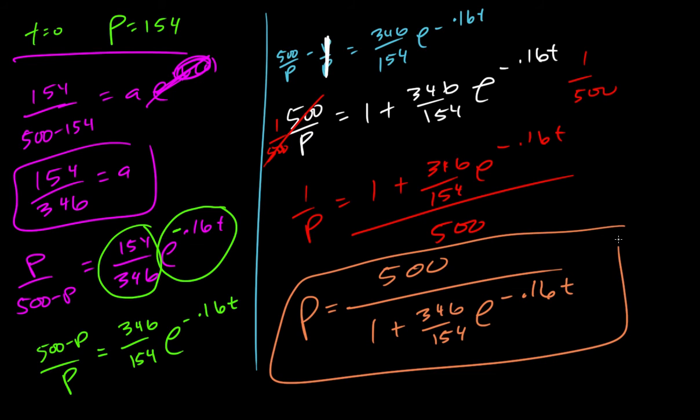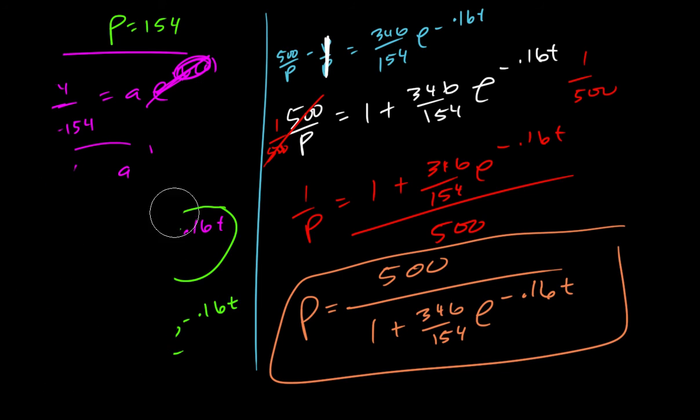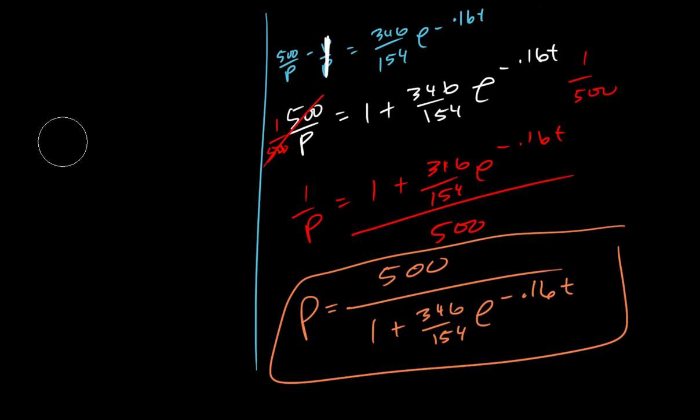Alright, so that was part A. Now, moving on to part B. Part B said find the population after 10 years. So conceptually that's very easy. We just plug in a 10 right here.